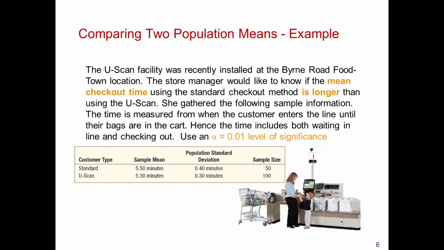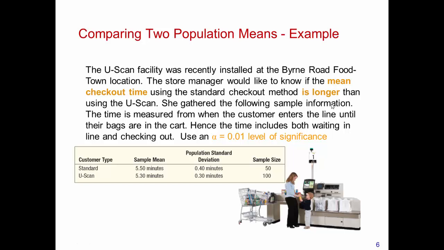And by now I'm sure you recall that the level of significance is the level of risk that we are willing to accept of rejecting a null hypothesis that is true. Do you remember what the first step is to the hypothesis test? That's right, it's assumed nothing is going on. One thing that we do want to remember before we leave this page, though, is one of our keywords popping out at us right here saying that we want to see if the mean checkout time using the standard checkout method is longer than using the UScan method.